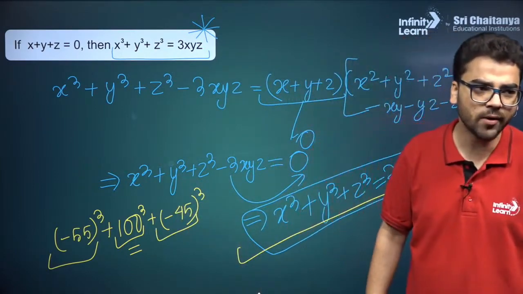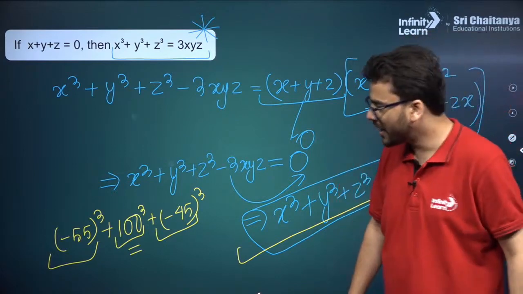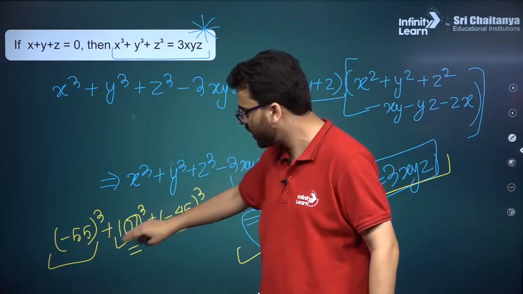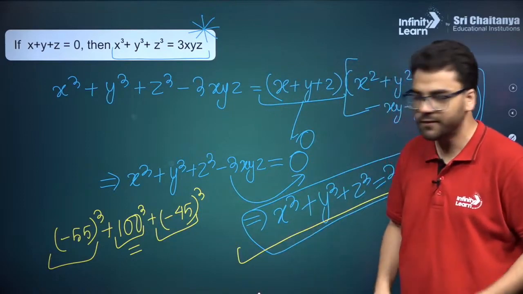This is an NCERT question only. Can you let me know, guys, what is minus 55 cube plus 100 cube plus minus 45 cube over here?